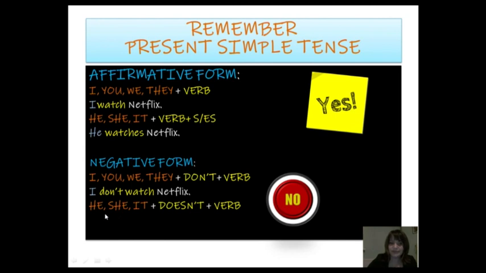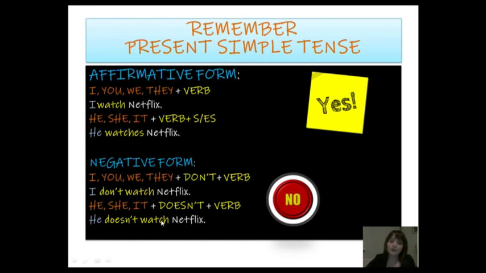For the third person singular, he, she, or it, we need doesn't to make the negative form. For example, he doesn't watch Netflix. On ne gleda Netflix. But what do you see here? You see here that the verb watch is without es ending. Why? Well, again, it is very simple because we used doesn't. When we use doesn't, we don't need endings anymore.